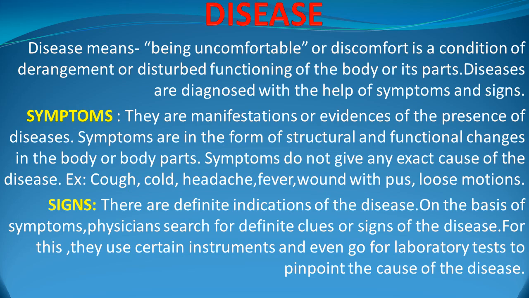Symptoms do not give the exact cause of the disease, but we can say the person has so and so disease if he shows the symptoms. For example, cough, cold, headache, fever, wound with pus, loose motions, all these are considered symptoms. Based on these symptoms we can say the person may have so and so disease. For example, if a person has a headache, fever or cold, we normally say it is flu or viral fever. So the symptoms tell you that the person has so and so.